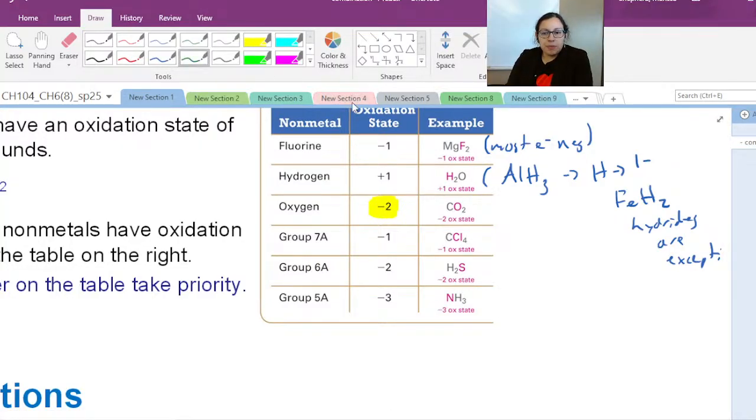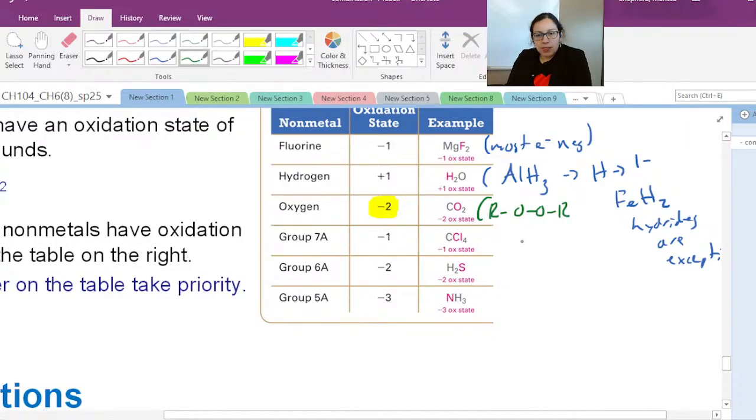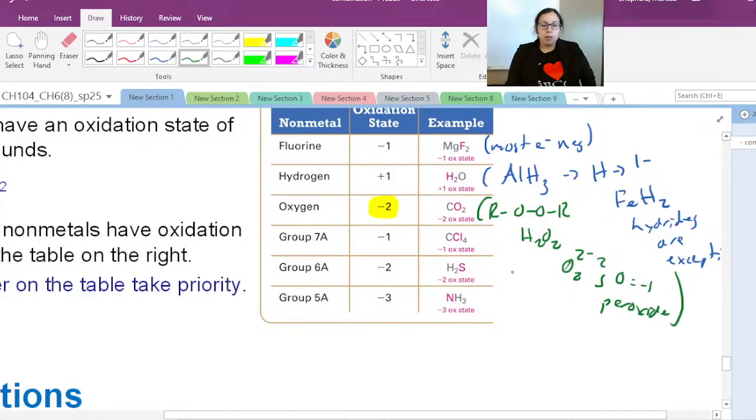Oxygen is always -2. The one exception is a peroxide, which is anything that looks like this, or hydrogen peroxide is the simplest one. But in a peroxide, the whole O2 has a -2 charge, so then each oxygen is -1. So that's any time you see a peroxide. But other than peroxides, oxygen should always be in the -2 oxidation state. And then, of course, the rest just kind of follow. Like we mentioned, group 7 is -1, group 6, -2, and group 5, -3, again, unless we're basing it off something else like we saw with nitrogen.